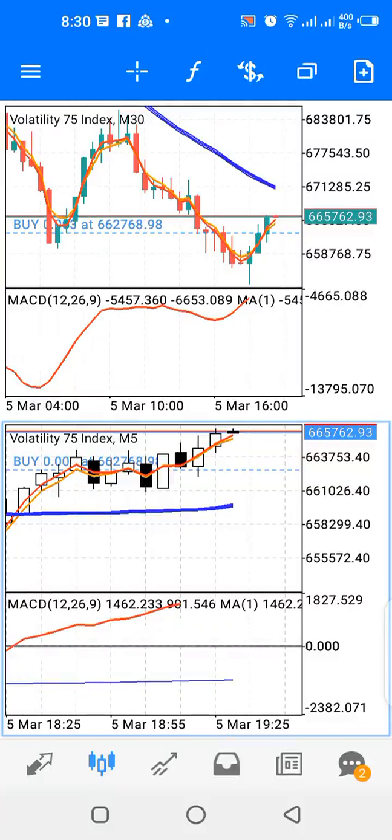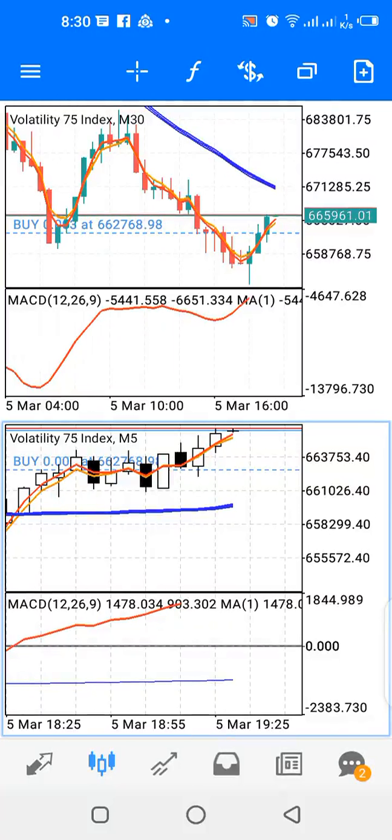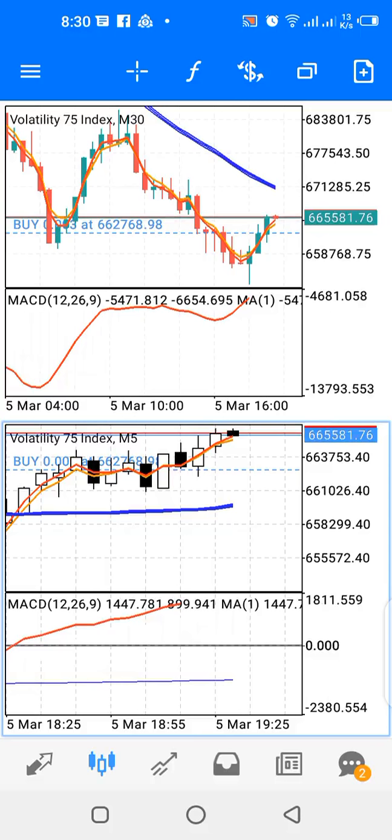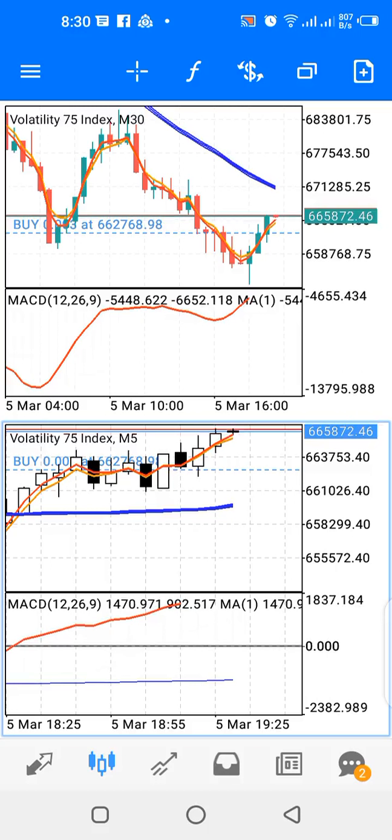Today we'll be looking at a strategy you can use to trade volatility 75 index. On my screen I have volatility 75 index on two windows. The upper window is a 30 minutes time frame, while the lower window is a 5 minutes time frame.